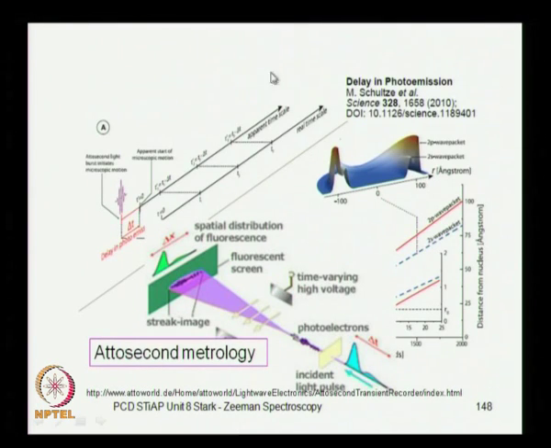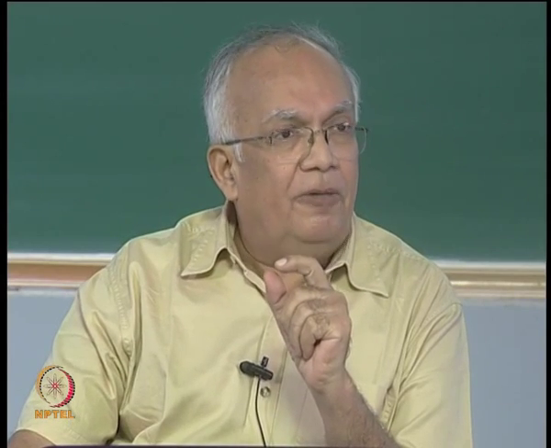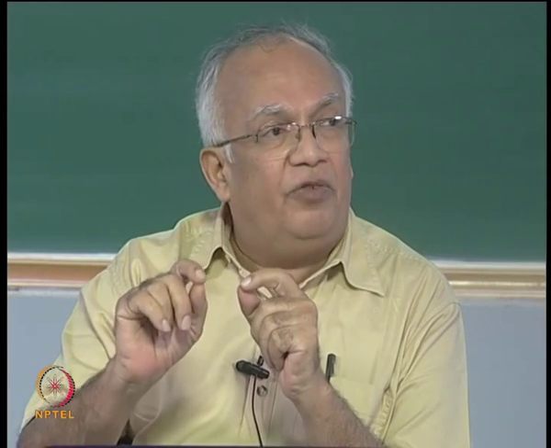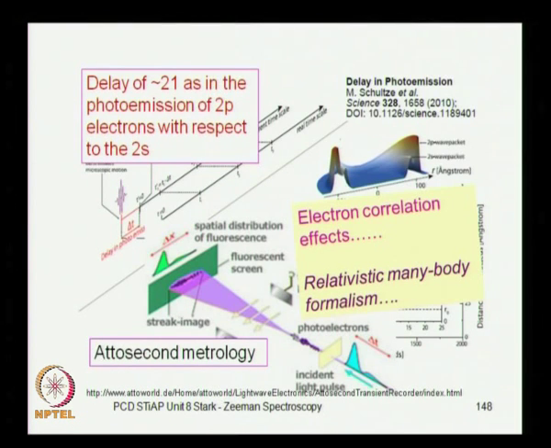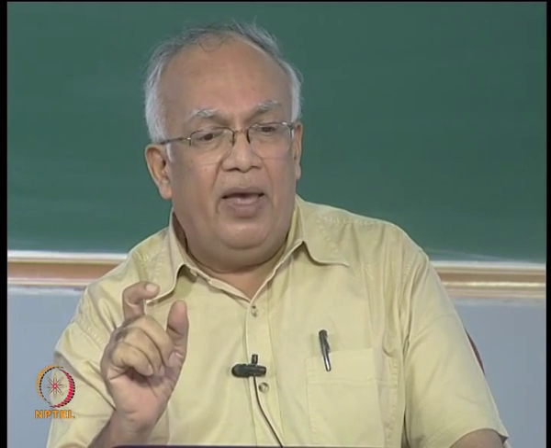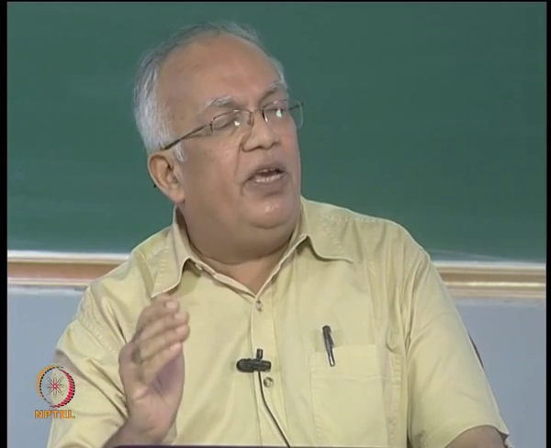Using these techniques, in this experiment which you will find in this article by Schultz, they find that if you take a neon atom and subject it to photoionization, you get electrons coming out of the neon atom from the 2p shell and also from the 2s shell. It turns out that there is a little delay in the 2p electrons compared to the 2s, of the order of 21 attoseconds, with a certain degree of accuracy. It is not exactly 21 attoseconds. With their instrumental accuracy, they are able to measure this within plus or minus 5 attoseconds or so. These are extremely high precision measurements, which is really amazing.